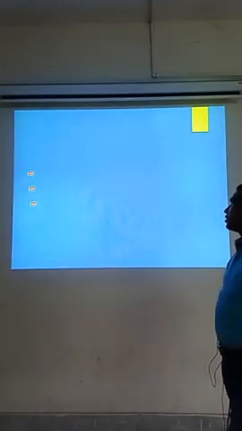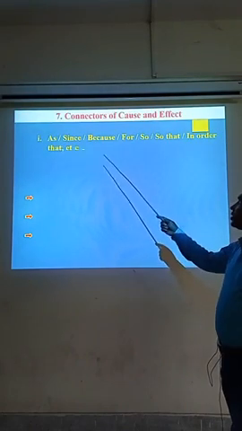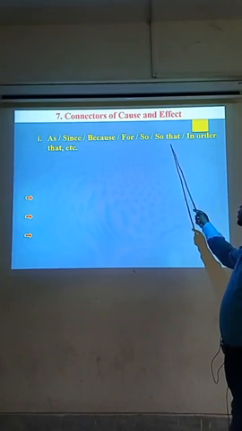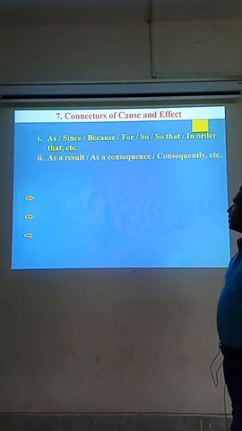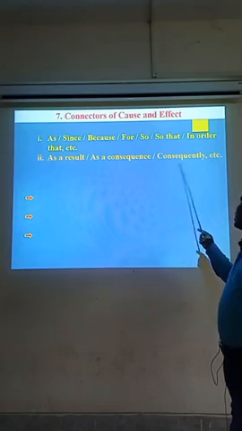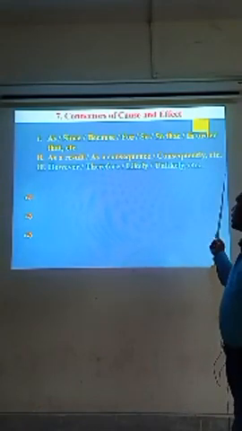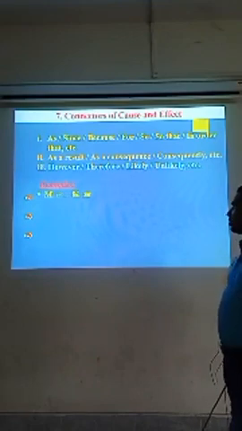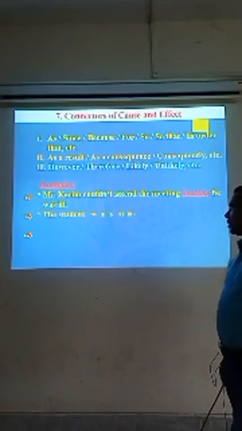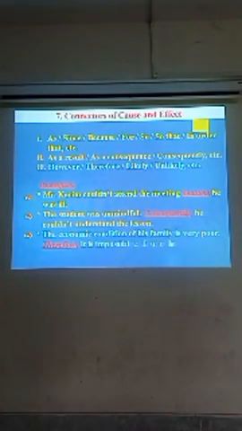And next connector, cause and effect. Number 7, connectors of cause and effect. Number 1: as, since, because, for, so that, in order that, etc. Number 2: as a result, as a consequence, consequently, etc. Number 3: however, therefore, likely, unlikely, etc. For these 3 connectors of cause and effect, you can find 3 examples. These are the best examples of this topic.